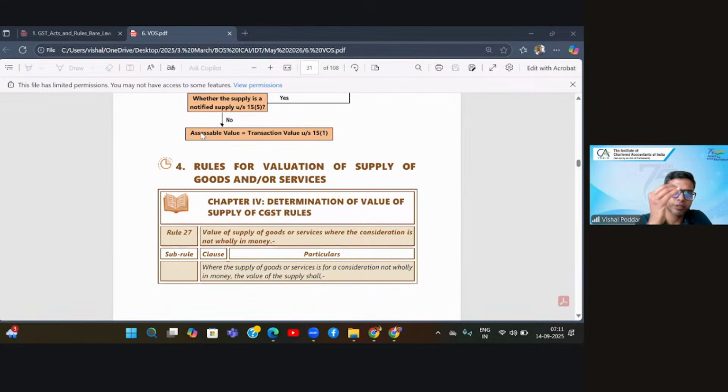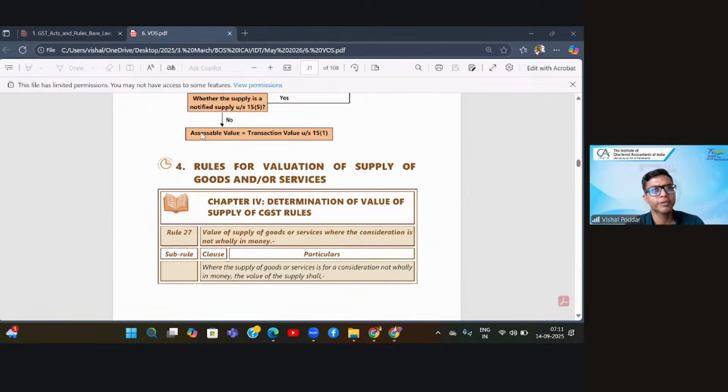Then we went to clause B and C. In that we first studied C. C is the most common clause where if you are charging for any other activity that you have done for this supply, that has to be added to the value of supply as per section 15(2) clause C, read with the concept of composite supply, mixed supply taxability under section 8.